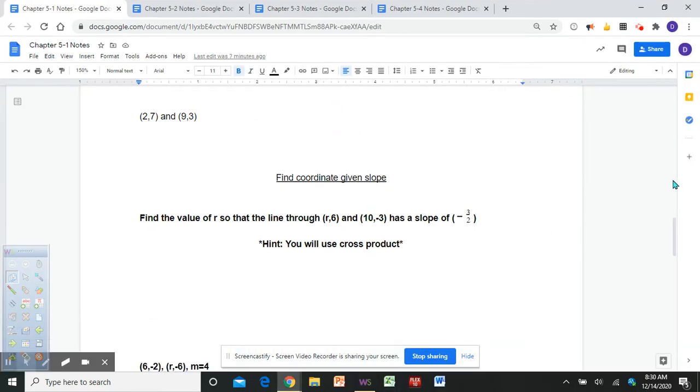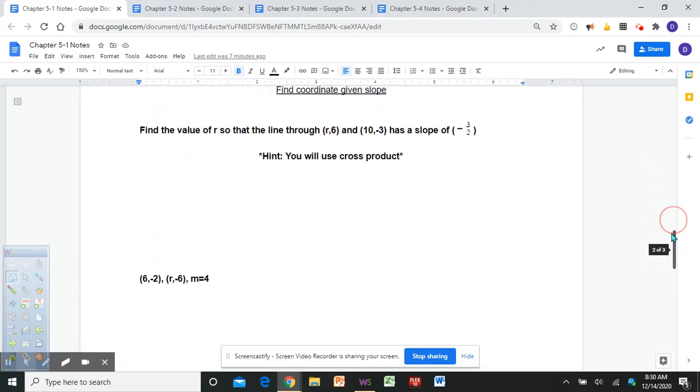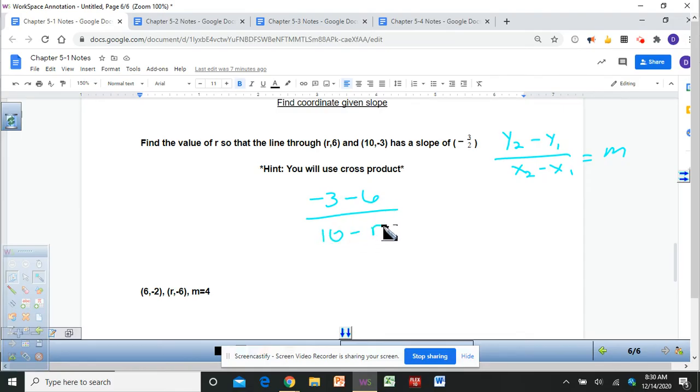Okay, now the one thing we're going to talk about now is the bottom part of what our worksheet's going to look like, and that's going to be like if they don't give you a value. So we're going to have to work backwards like this. So what we're going to do is we're going to use the formula y2 minus y1 over x2 minus x1, and that's going to equal m. So what we're going to do here is we're going to plug some stuff in. So my y2 is negative 3 minus 6 over 10 minus r.